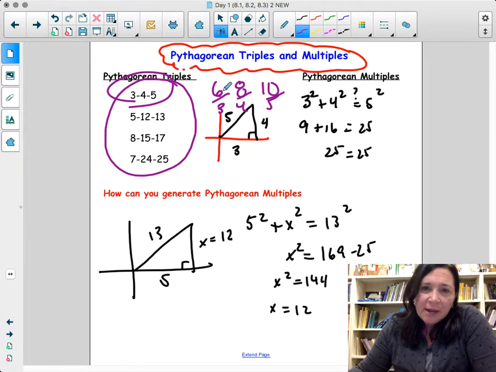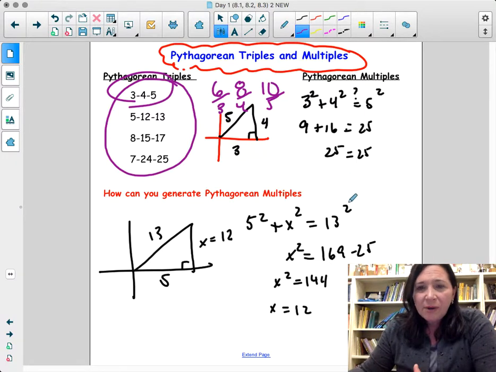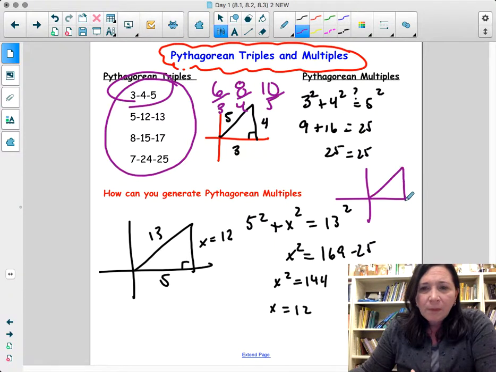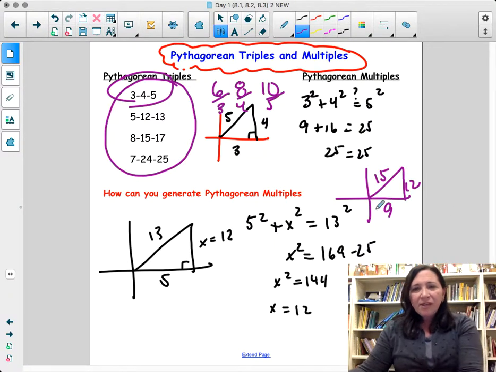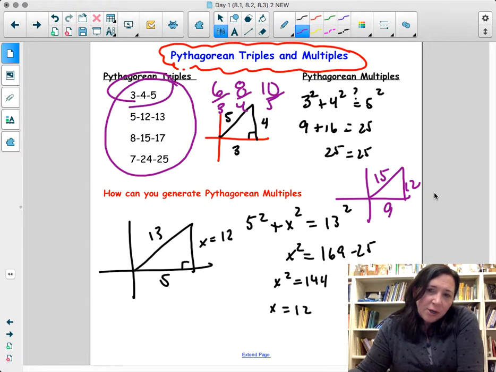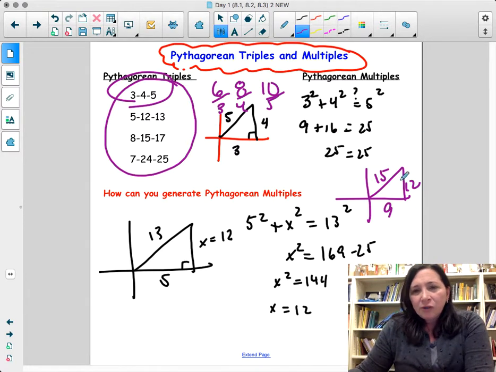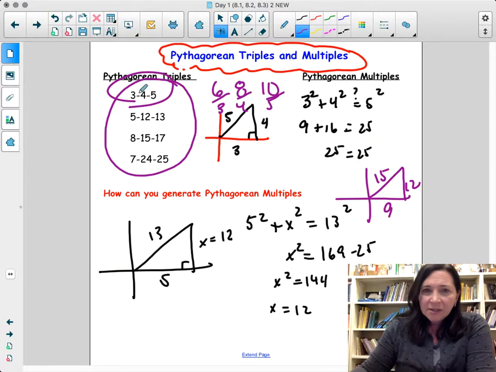What if I multiplied each one of these, 3, 4, 5, by 3? I'd have a triangle with sides 9, 12, and 15. A lot of people see that trio of numbers, but it doesn't mean that those are triplets. Those are multiples of triplets. These are the only triplets that you're going to see.